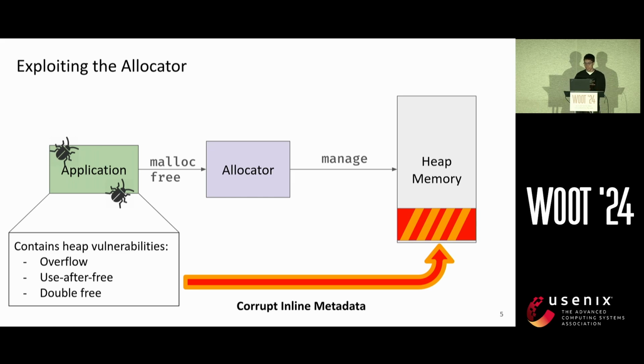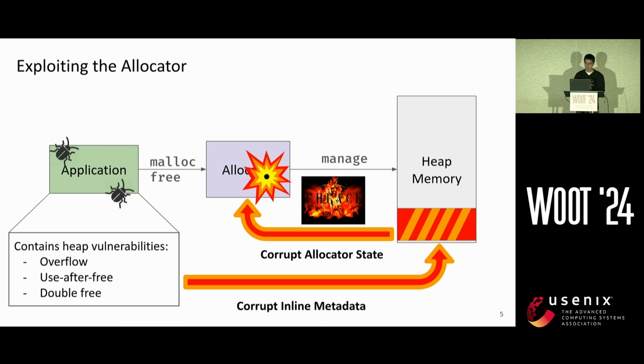So you corrupt this inline heap metadata, and then when the allocator interacts with that corrupted metadata, there are more or less 3 things that can happen. First thing is the allocator just crashes. Second thing is the allocator stops because it detects something's wrong. Or the third thing is it gets turned into a weird machine. And the third option is the one we're interested in because that one can be exploited to make the allocator do things like allocate a chunk at a chosen address, for example.